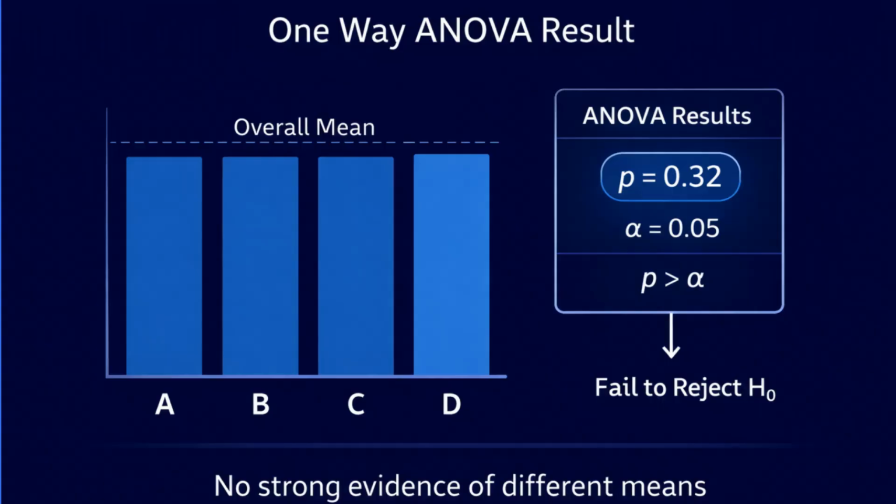Because 0.32 is greater than 0.05, we fail to reject the null hypothesis. We conclude that there is insufficient evidence to suggest that the population mean wait times differ across the 4 service centers. A larger p-value means the differences among sample means are not unusual under the assumption of equal population means.